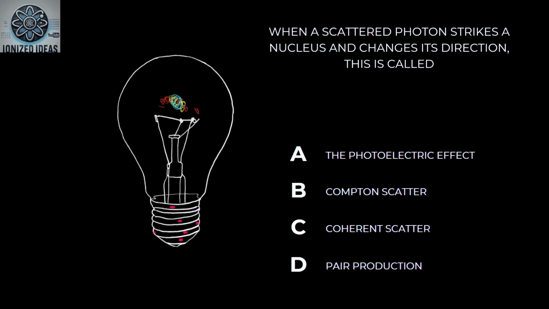When a scattered photon strikes a nucleus and changes its direction, this is called A. The photoelectric effect. B. Compton scatter. C. Coherent scatter. D. Pair production.